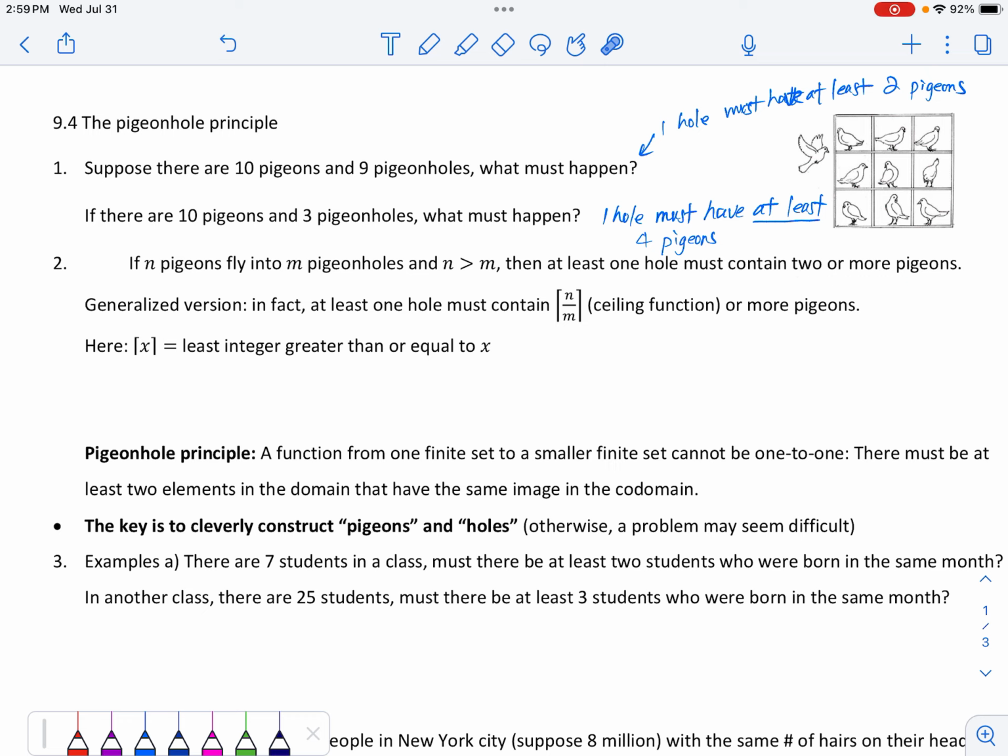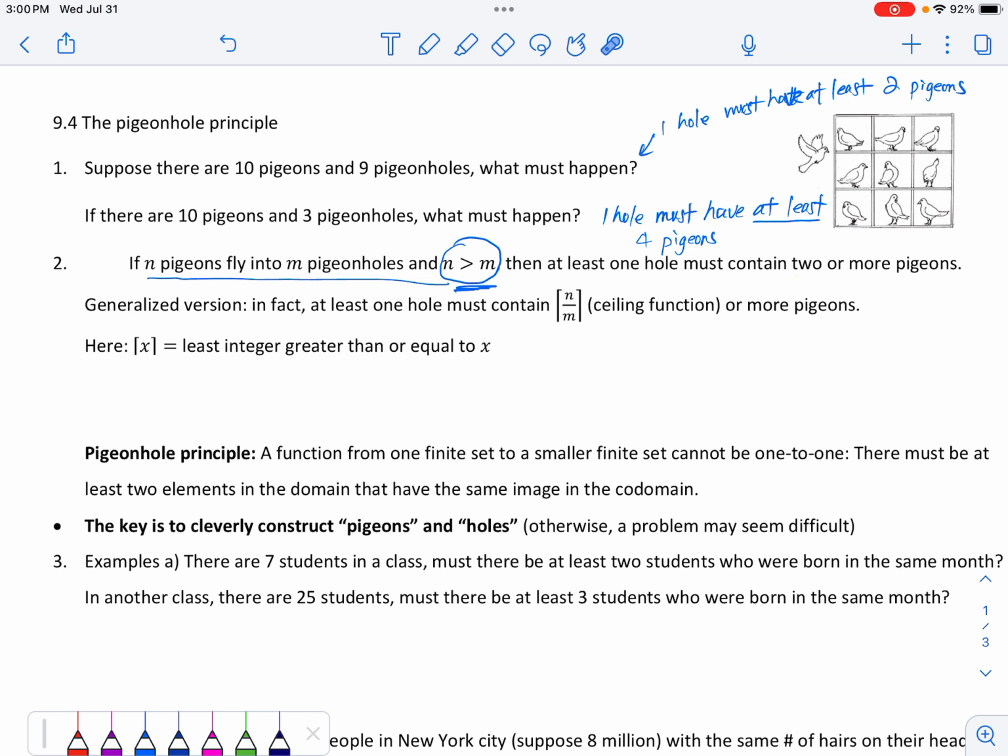Well, the proof of this is actually pretty straightforward. Our book just takes it as a principle, that means an axiom without proof, but the proof is pretty easy to follow. We can prove this by contradiction. If n is greater than m, then at least one hole must contain 2 or more pigeons. If you remember, how do we negate if-then statements? If this is your P, this is your Q, the negation is P and not Q, right?